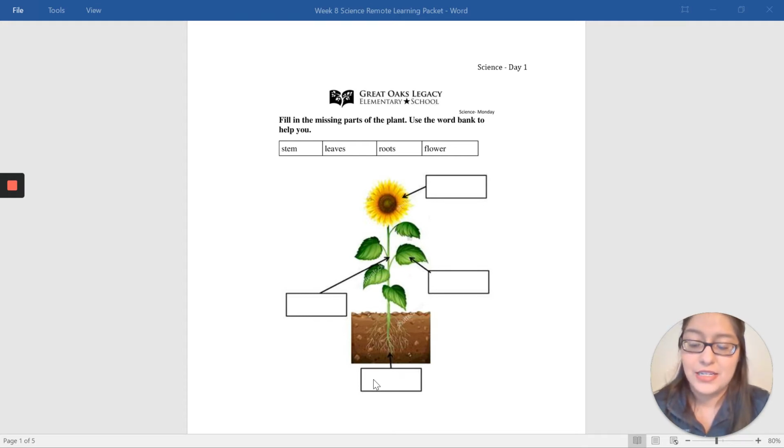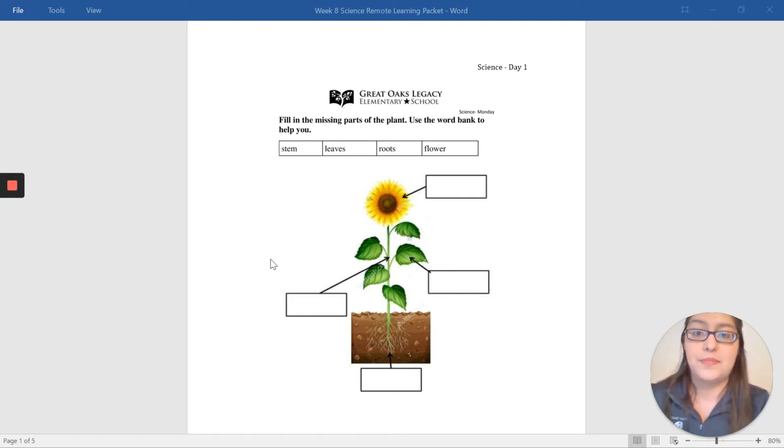You're going to continue doing this, okay? Once you finish writing it, you're going to write the word root here, and it's right over here so you can spell it, okay? Once you're finished, you're going to continue doing it for this box, and this box. You're going to fill in the missing parts of the plant.